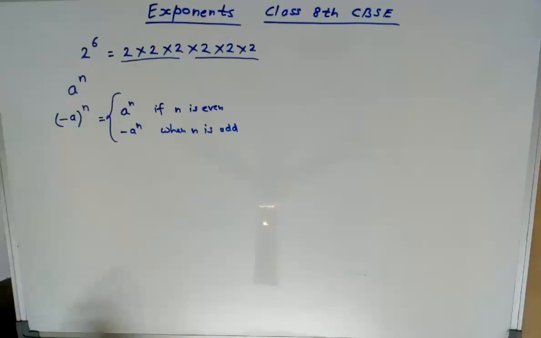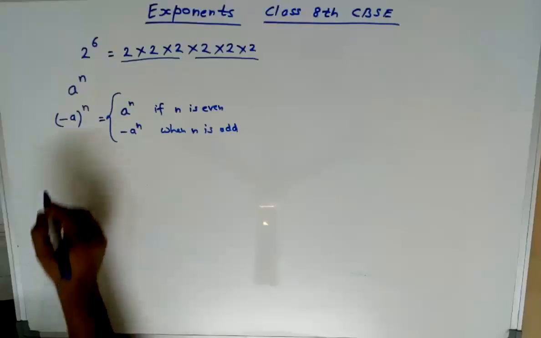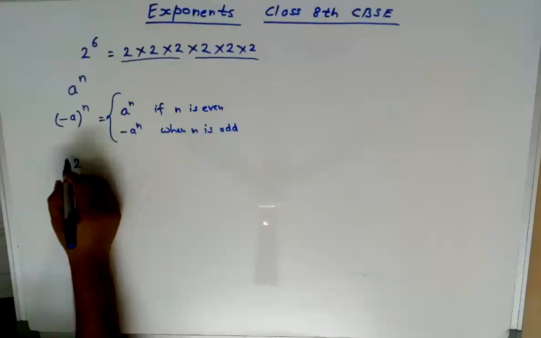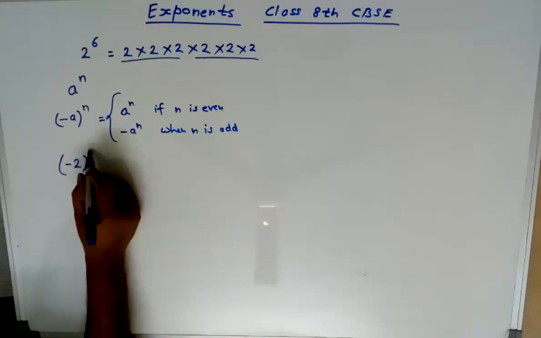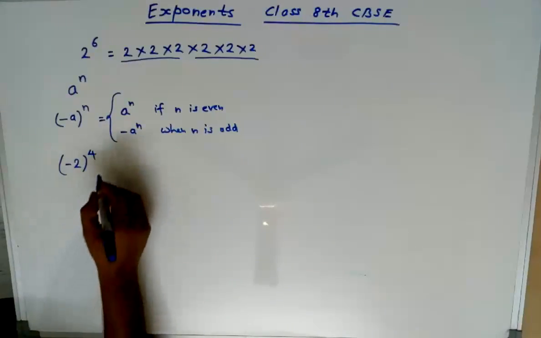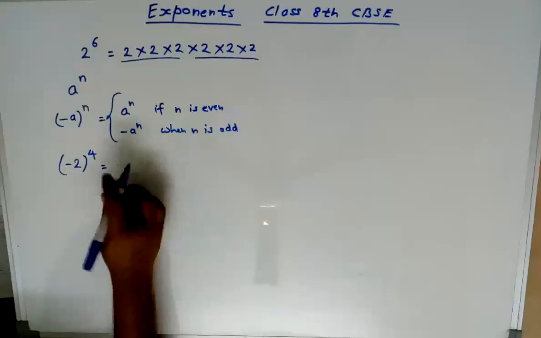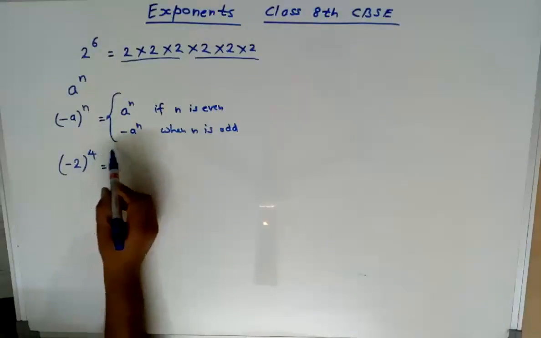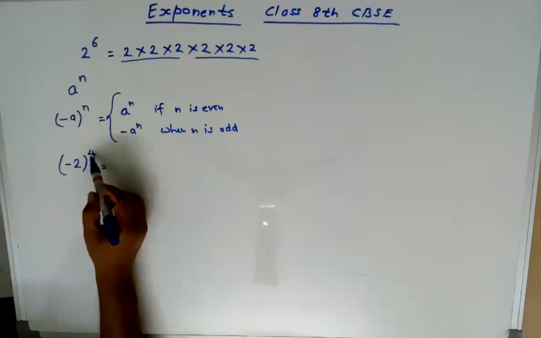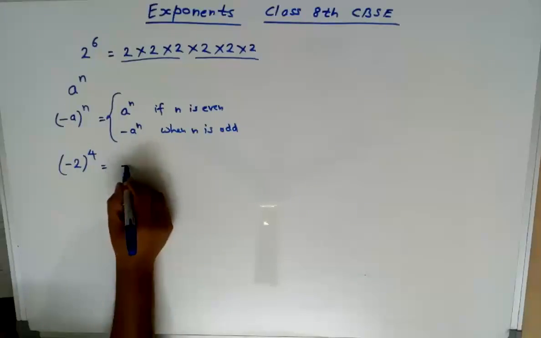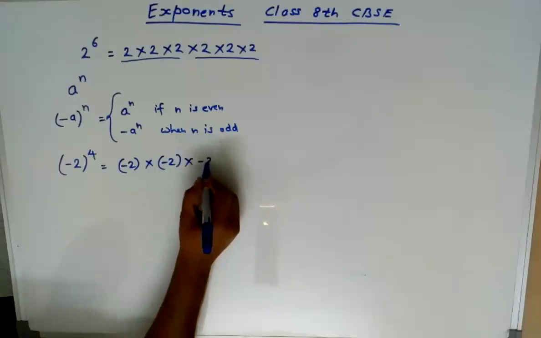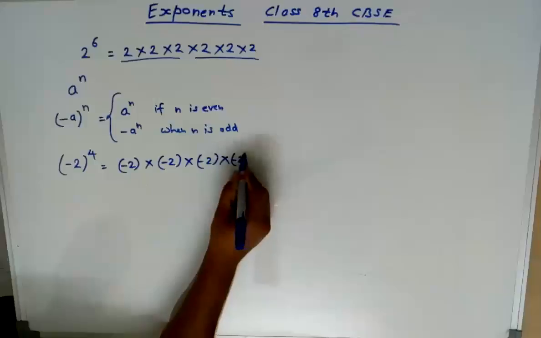Let us discuss some examples of exponents. Suppose we write minus 2 raised to the power 4. Here 4 is the exponent of the number minus 2. It means that here n is 4, which is an even number, and the number is minus 2. Since n is 4, it is an even number, so it will be minus 2 into minus 2 into minus 2 into minus 2.